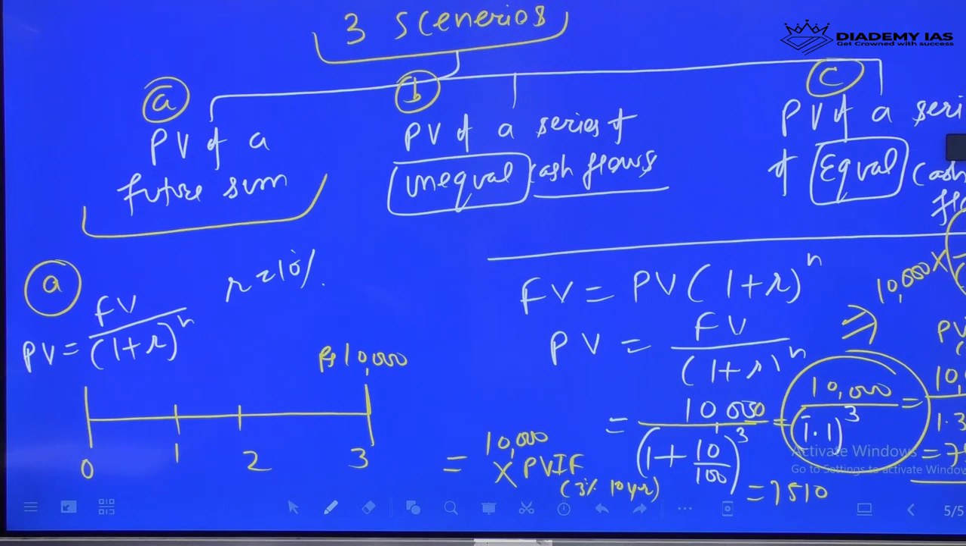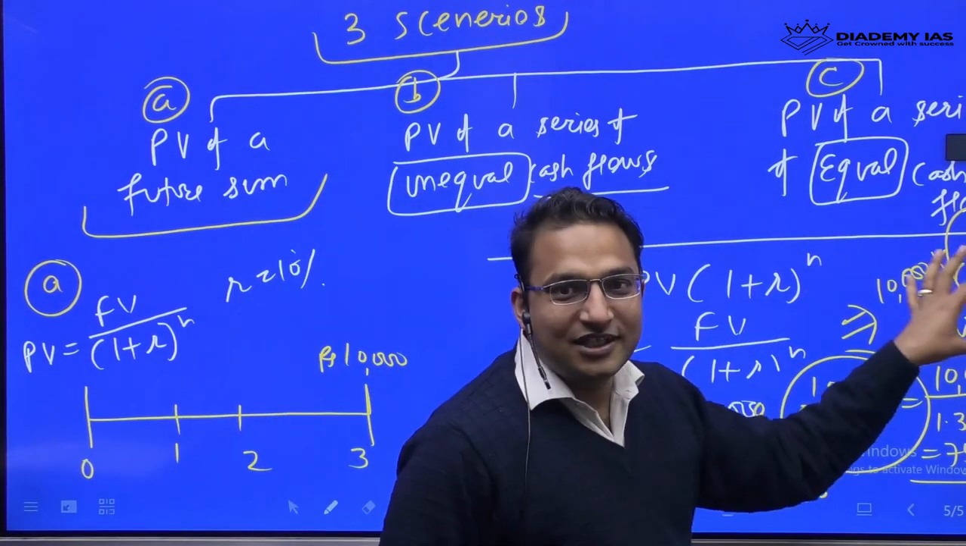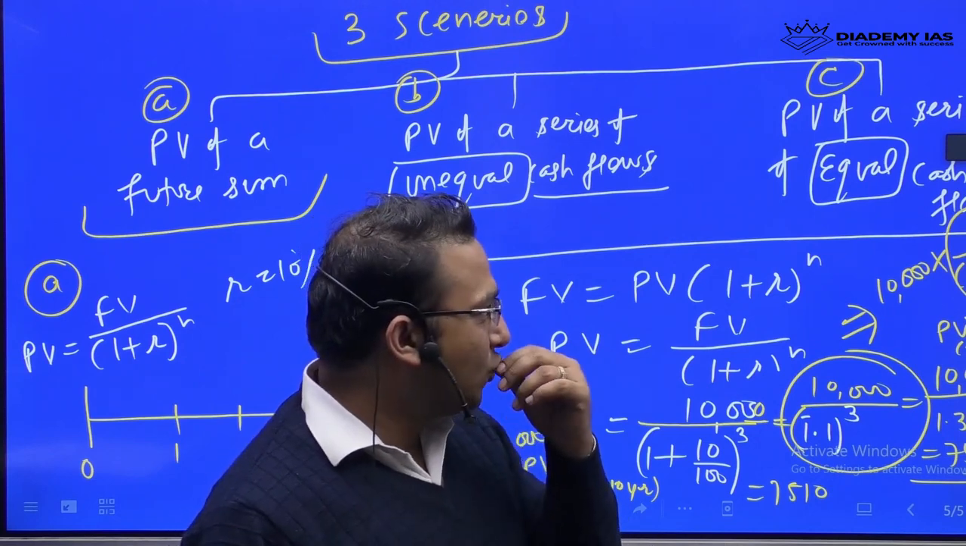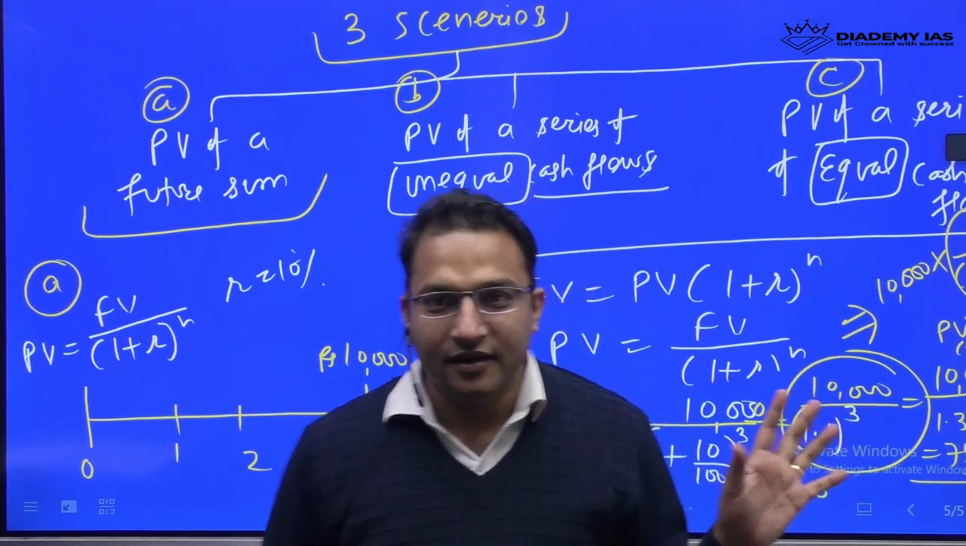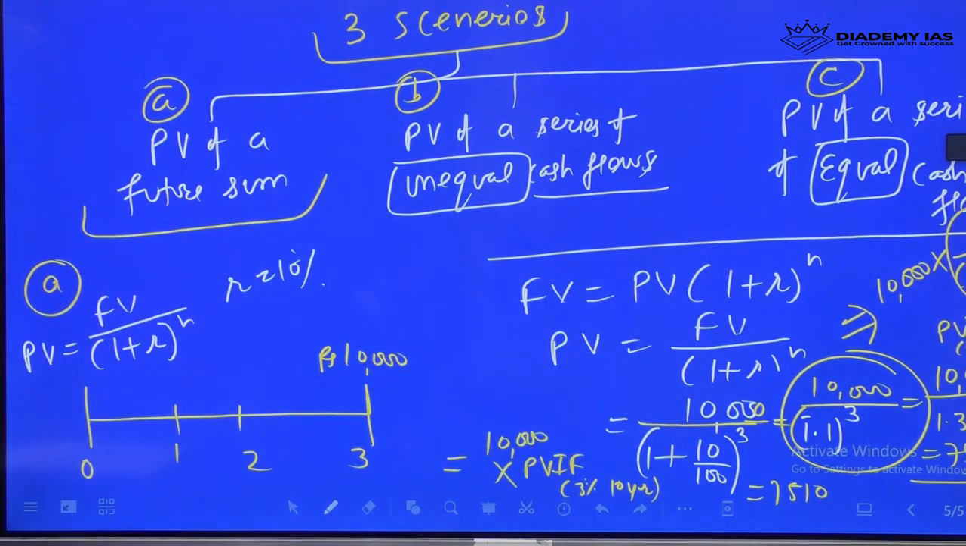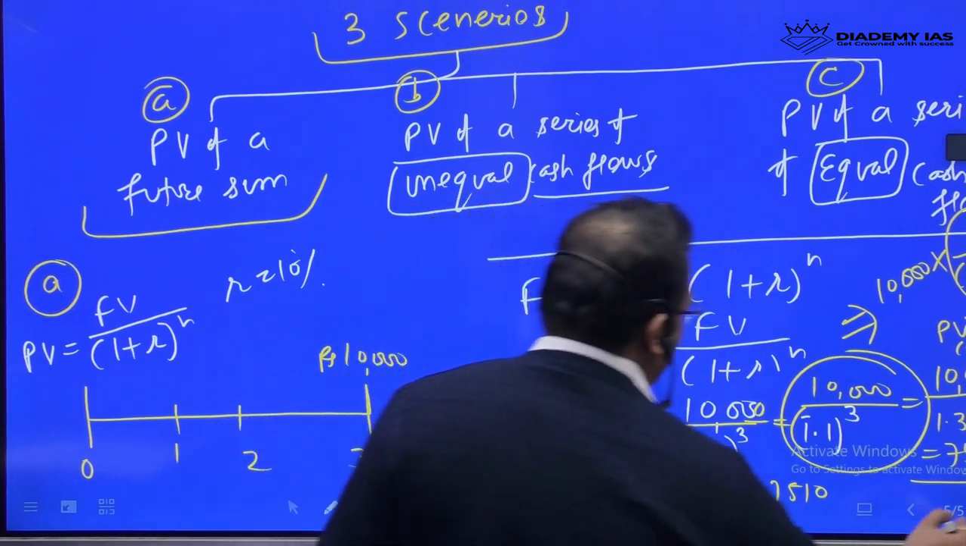Screen is visible. You are using laptop. It is not visible. This part not visible. So till where is it visible? How do I identify? Accordingly, I will try to manage it in the same portion. Tell me the area till where it is visible. 10,000 divided by 1.1 raised to the power 3, that is visible, right? Okay. So let me do it on a fresh page.